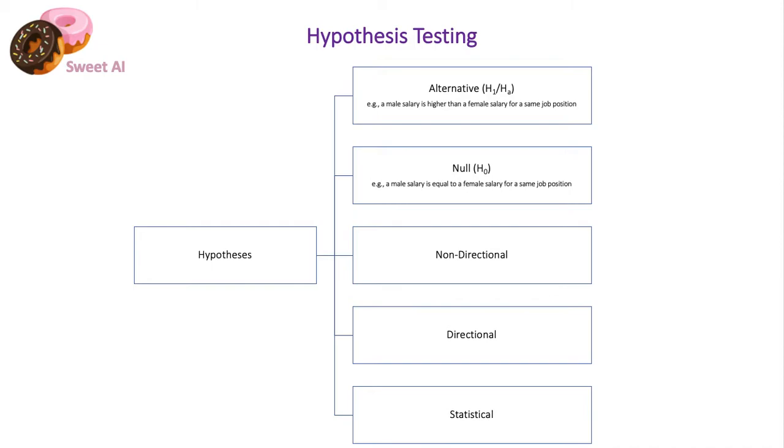So what we're going to do is try to nullify H1, and we either reject the null hypothesis or we fail to reject the null hypothesis. And if we reject the null hypothesis, we can accept the alternative hypothesis.